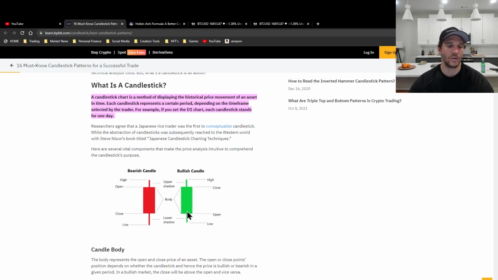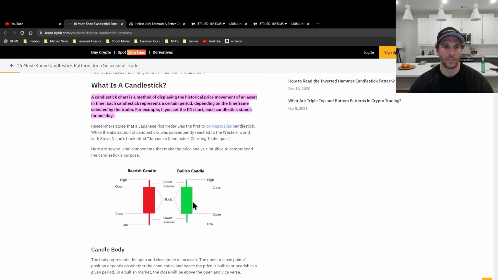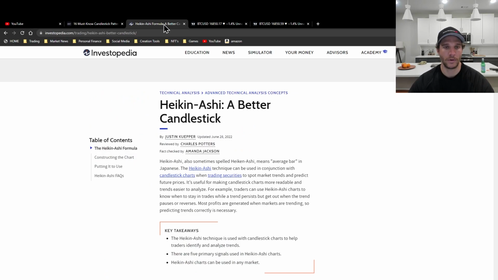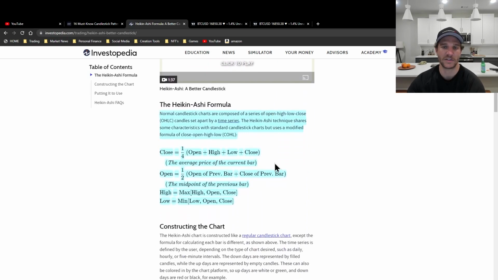Now I wanted to show you this one because this is the baseline, and this is what a lot of people use. But I also wanted to get into the Heikin Ashi formula and bars. Now this is just an alternate pattern that you can use. Alternate candlestick is really what it's called. It's the Heikin Ashi. And what this is, it's just a different formula that they use to calculate the close, the open, the high, and the low. So instead of using the actual numbers, they're using this formula.